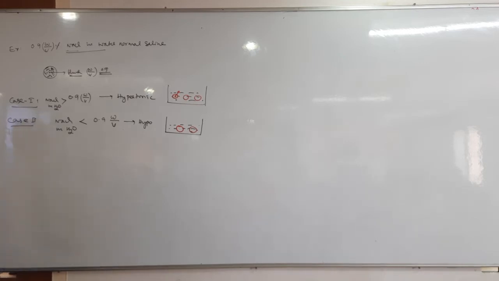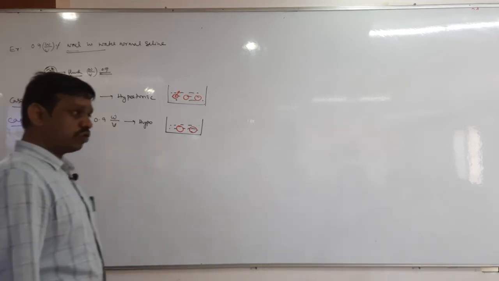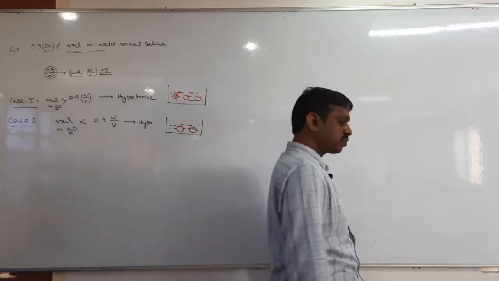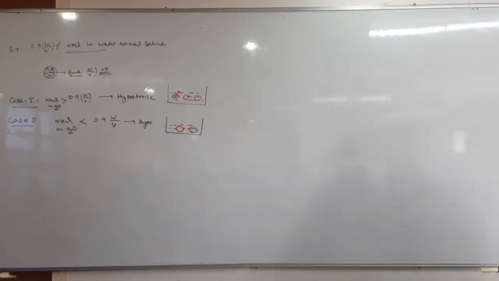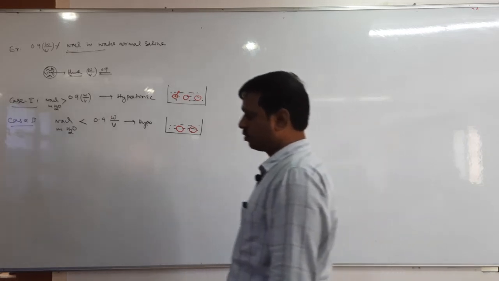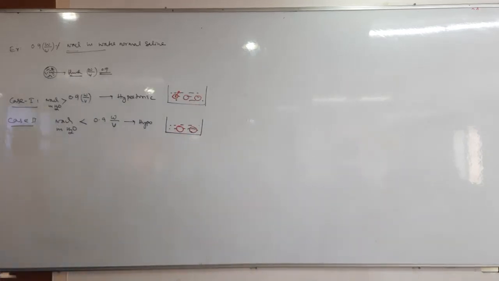0.9 W by V percentage of NaCl in water is called normal saline, which is isotonic with the fluid present in RBC.